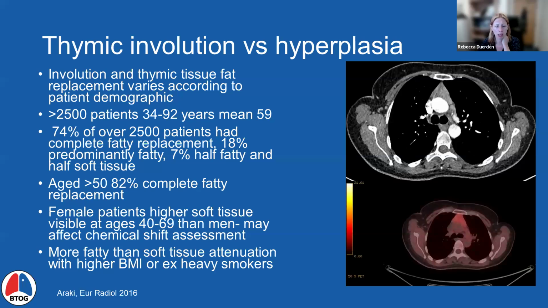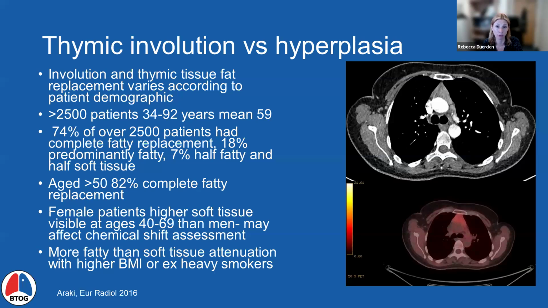One of the other points that we found on this study was that female patients have higher proportions of soft tissue visible in middle age than men do. And that can affect chemical shift assessment. So that's an important thing to know for any images or when you're reviewing MDT.